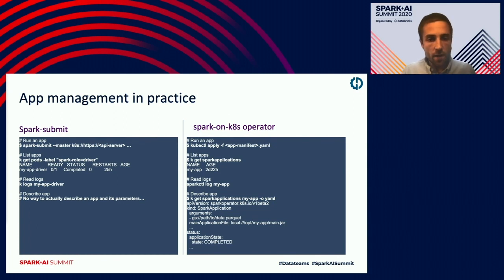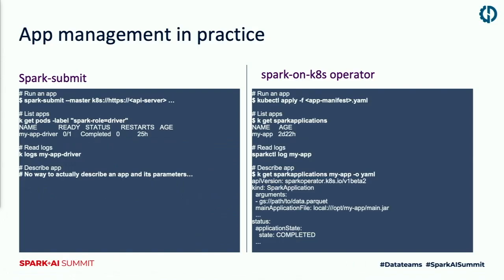As you can see, on the left side, this is how you do a Spark Submit. And after the Spark Submit, the only way to interact with your app is by doing Kubernetes operations on the pod. It's not very powerful. Now, on the right side, you'll see that with the operator, a Spark application becomes a Kubernetes object that you can configure in YAML, describe, delete, restart, etc.